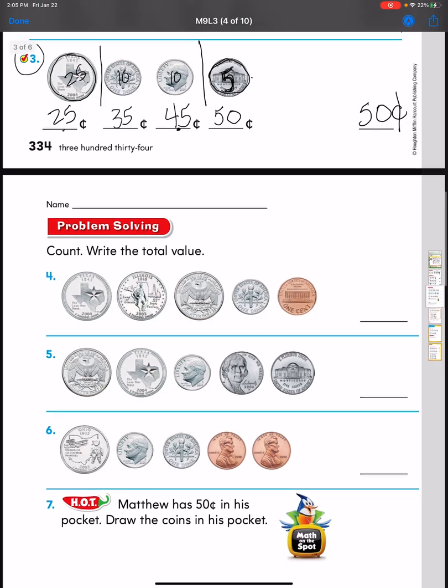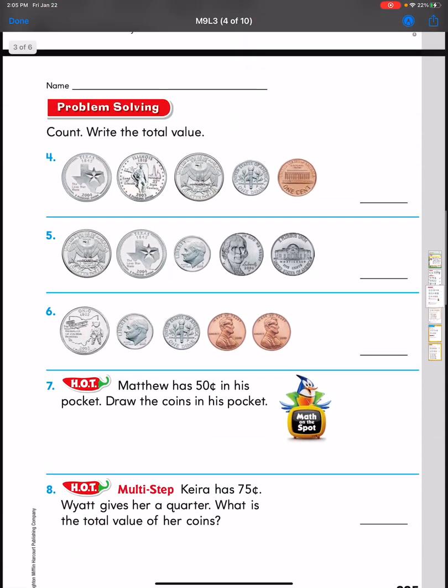All right. I'm going to slide my page, and we're doing the same thing. Remember, our coins are arranged from greatest to least. This is a quarter. Remember, some of our quarters have special states on the tails. Quarters are worth 25. This is a quarter, this is a quarter, this is a quarter. And now I have a dime. A dime is worth 10, and a penny is worth 1.